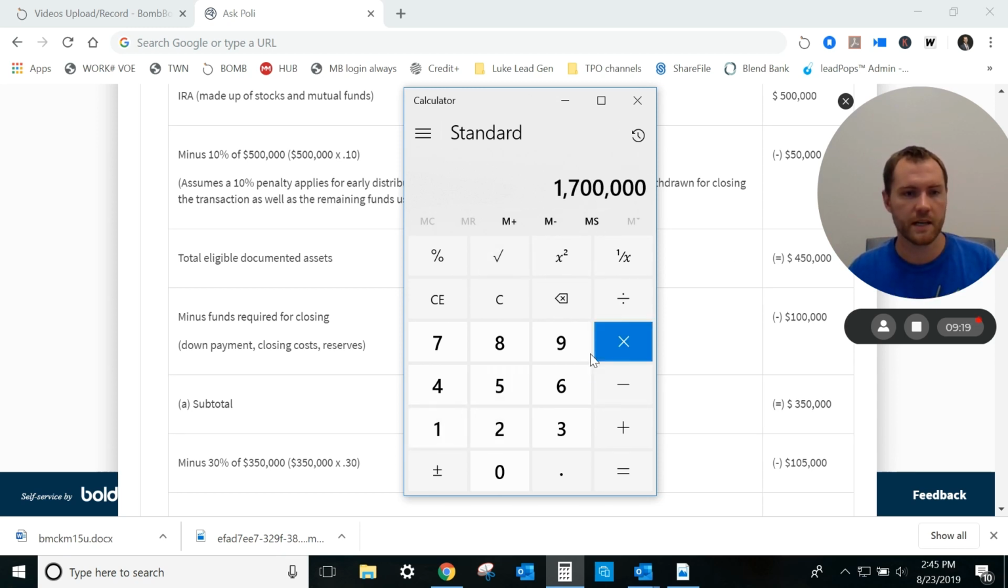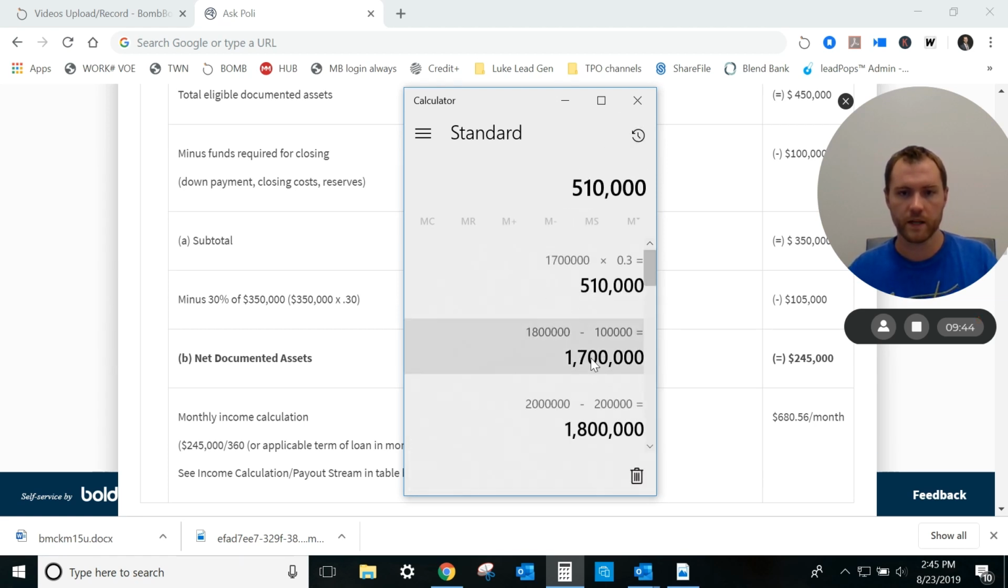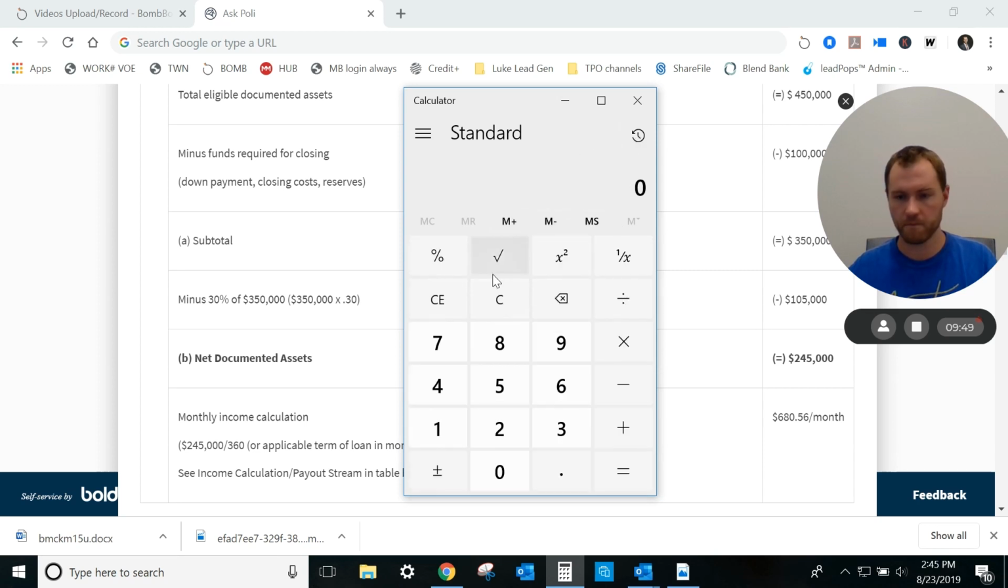So 1.7 million remains. And then down here, they want to back out an additional 30% off of what's left. It's kind of like an incidental, just to calculate and get the ultimate number that we're going to end up calculating here. So they're going to wipe off another 30%. So times 30%. There we go, 510,000. So we're going to go 1.7 million minus 510.